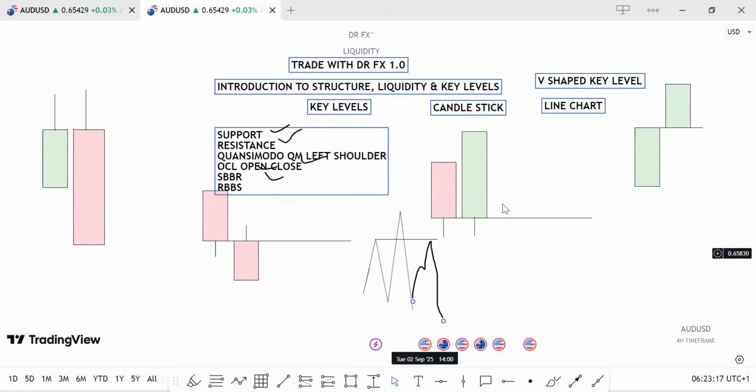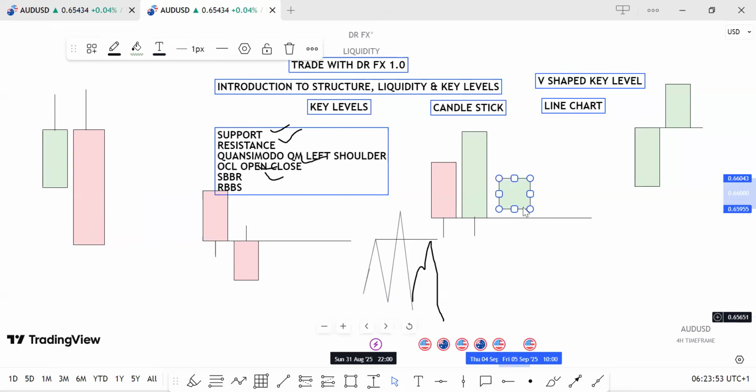Now, let's say we have this support right here. The first thing why I love key levels is because they teach you patience. If you want to do it the right way, you must wait. That's the sad truth. As far as you're doing it the right way, you must wait. That's it.